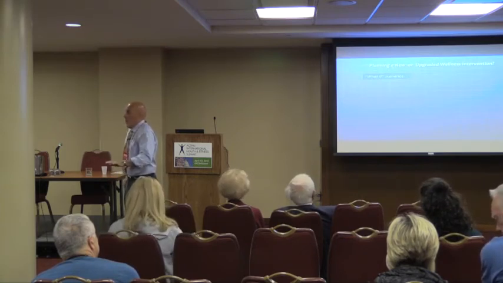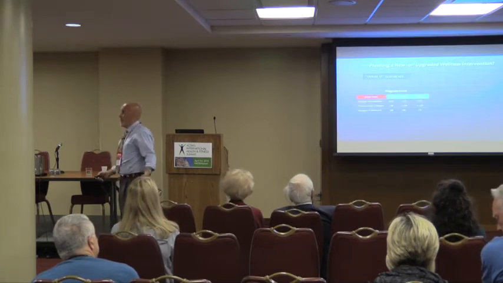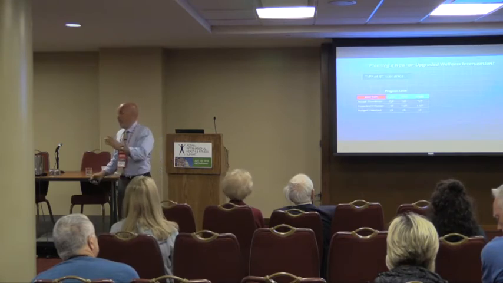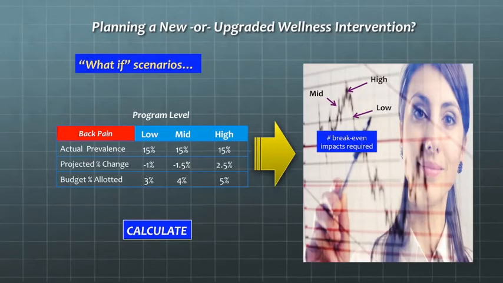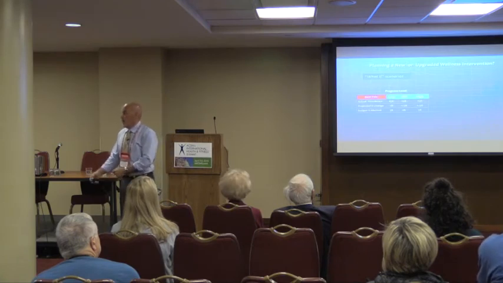So you would have a what if. What if, you know, I had, for example, back pain. Every company has back pain, folks, young and old. Every one of them. Some of them have more than others. Let's just say we had a 15% prevalence rate, and we chose to spend a small percentage, in this case 3%, and we thought we could drop that down from 15% to 14%, a what if scenario. On the other hand, listen, what if we bumped it up from 3% to 4%? Maybe we could get a 1.5% drop.